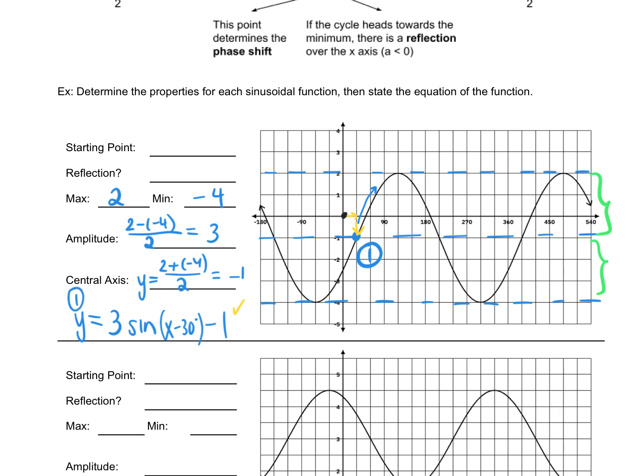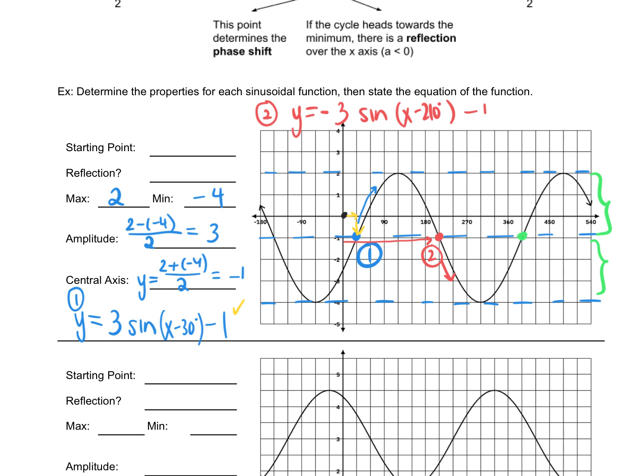I'm going to change it up. Maybe I want this to be my starting point. So for my second equation, I'm still using the same amplitude. I still have the same central axis for the down 1, but now, from the point I chose, I'm heading down to the minimum, which now adds a reflection. And this point is also to the right 210 degrees. So x minus 210.